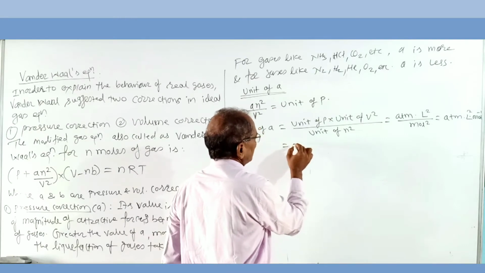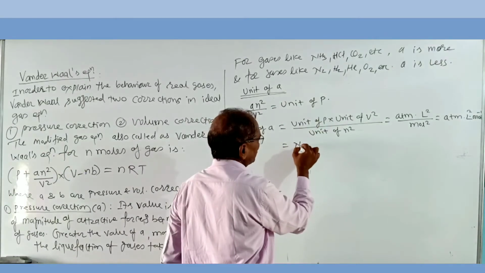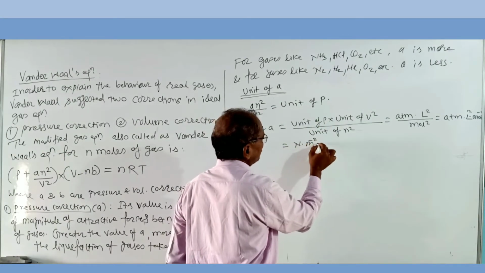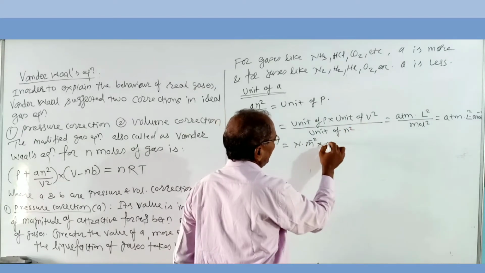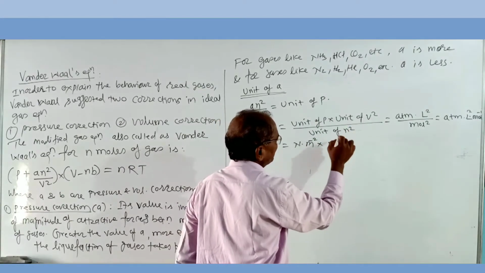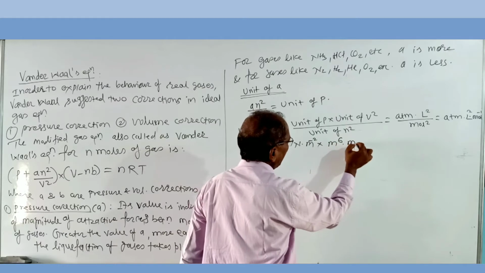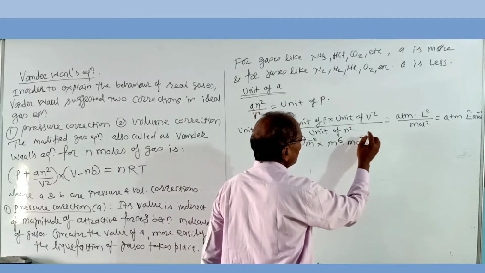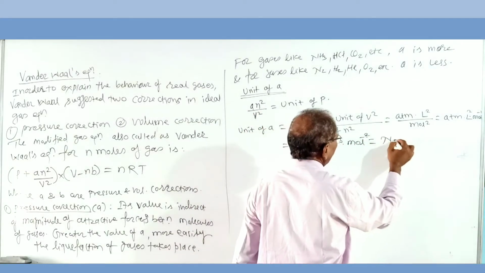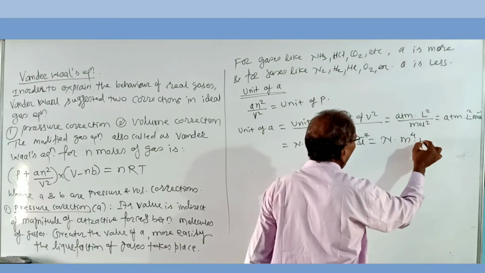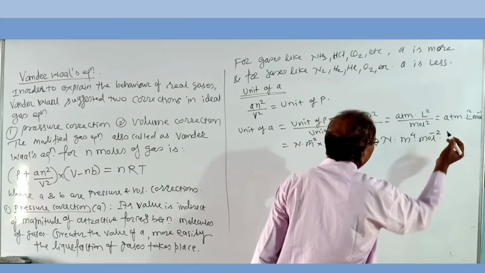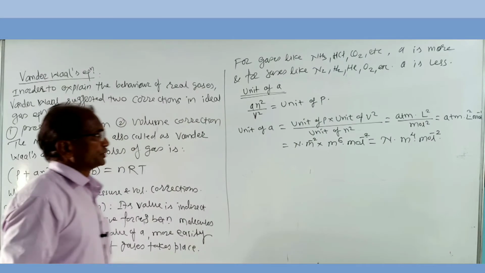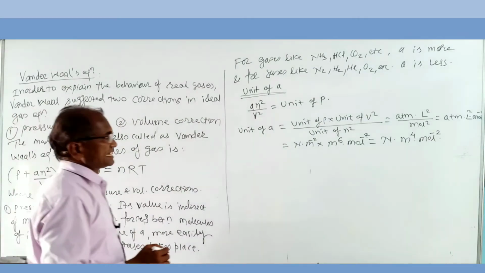In SI units, the unit of pressure is Newton per meter square and the unit of volume is meter cube. Cube raised to 2 means 6, and mole raised to −2. That is Newton meter⁴ mole⁻². That is the unit of a in SI units.